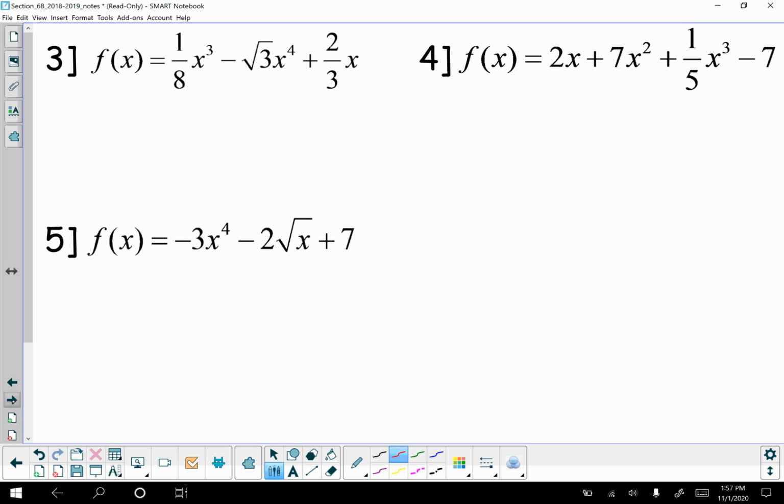All right, all of these are polynomials. Let's write them in descending order. So I get -3rd root of x to the 4th. The x to the 4th is not underneath the radical, so that means it's a polynomial. Plus 1/8 x to the 3rd plus 2 over 3x. So this is a 4th degree. There's 3 terms, trinomial.